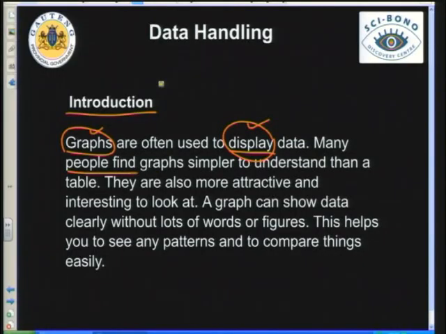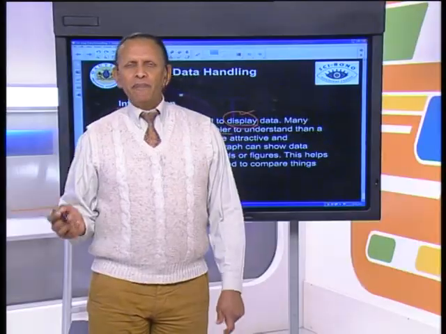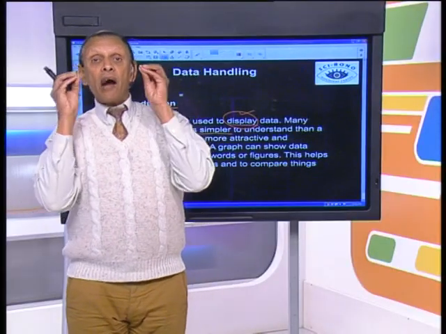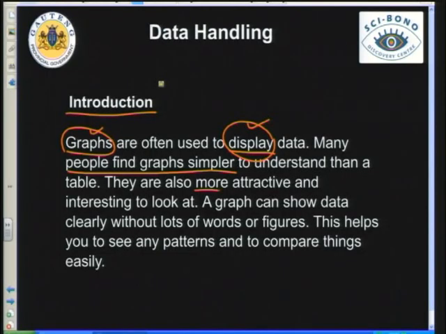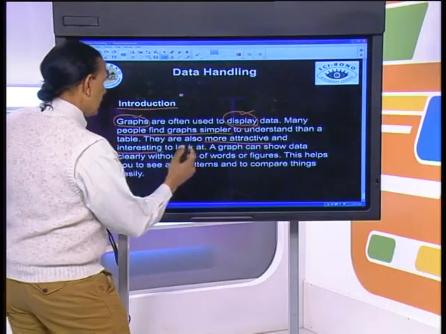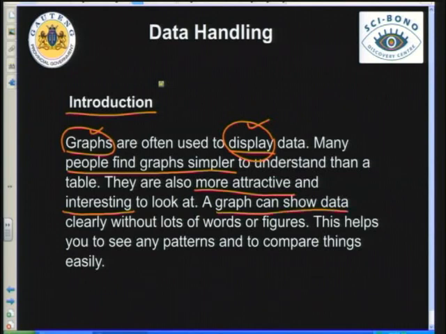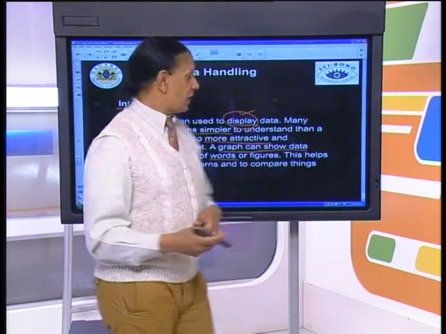Many people find graphs simpler to understand, and I'm sure you guys do agree with that. If you open a newspaper, a graph will attract your attention immediately, isn't it? Instead of a table. So they're also more attractive and interesting. Like I just said, it catches your eye immediately, right? A graph can show data clearly without lots of words. Remember, sometimes a person is a bit lazy, you don't want to read a lot of words. So a picture or a graph can tell you a lot of things, right?